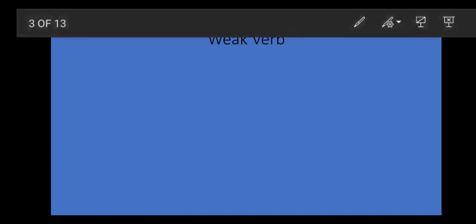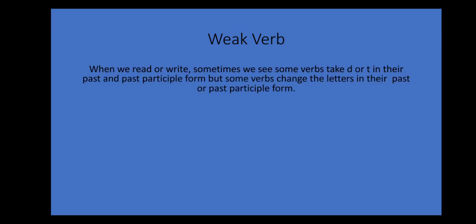Today our topic is weak verb. Do you know which verbs are called weak verbs? Today we'll learn about this. Students, when we read or write, sometimes we see some verbs take D or T in their past and past participle form. But some verbs change the letters in their past or past participle form. Some examples will make you clear.